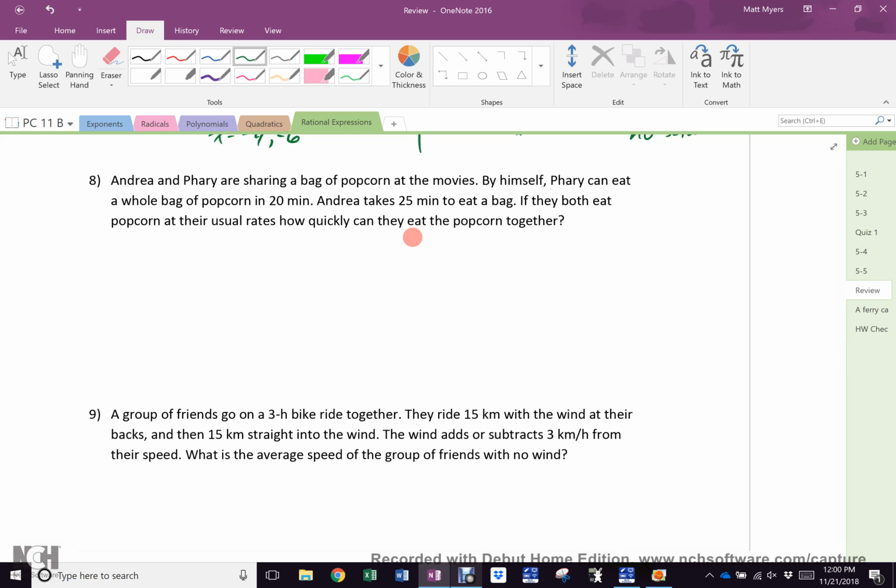Now, you could argue, well, if they're on a date and they're eating it together, then Fari doesn't want to look like a hog, so he's only taking one at a time. And Andrea doesn't want to look like a hog, so she's only taking one at a time. So really, in reality, it would take twice as long. No, it's not. Okay? Because what you should do on a date is let people see the real you so you don't have to fool them later.